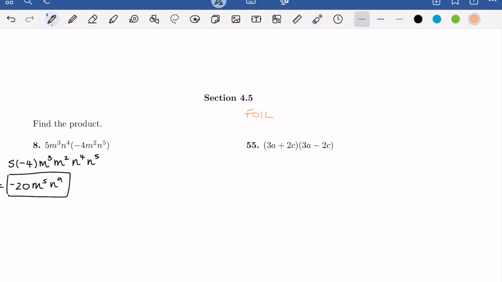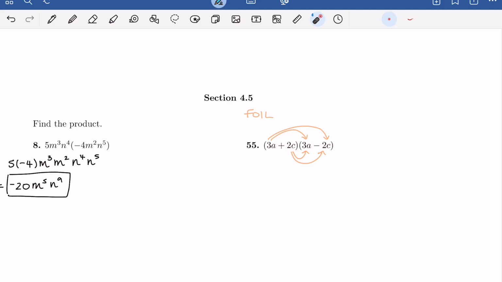The first terms would be these guys here, 3a and 3a. Then our outer terms are going to be this guy and this guy. So it's going to be 3a times minus 2c. So those are our first terms and then our outer terms of our binomials. Then I stands for our inner terms and L stands for our last terms. So this is the order that we are going to multiply all of these terms to get this product of these two binomials.